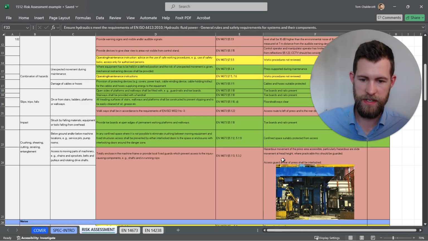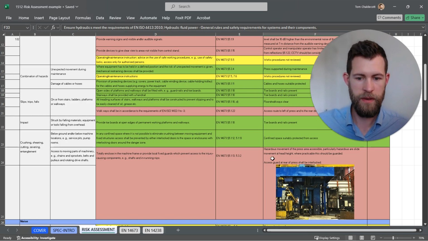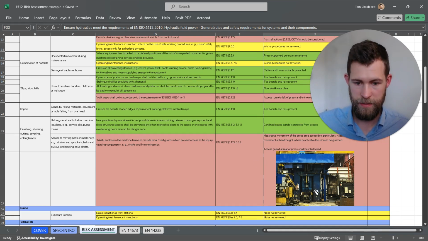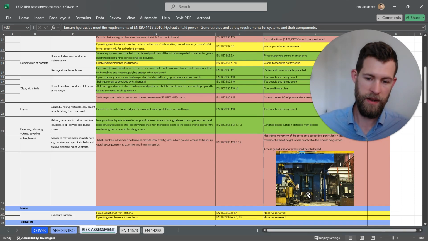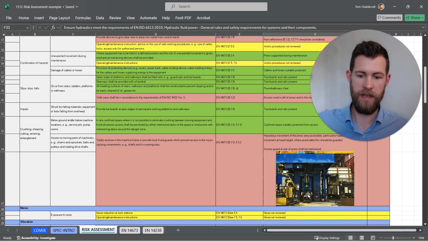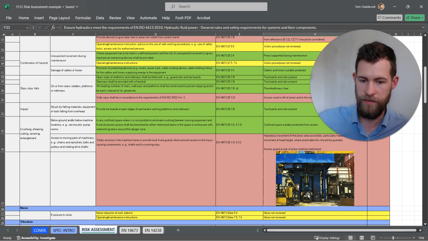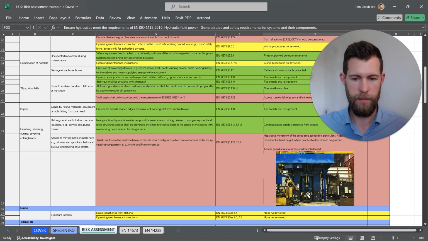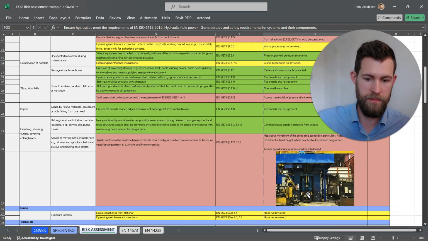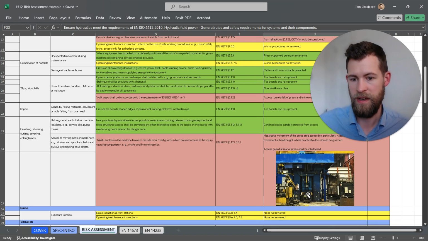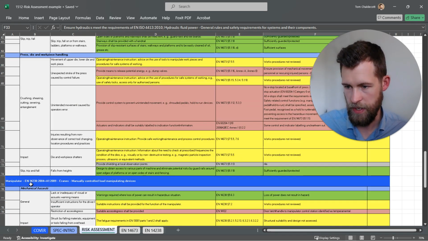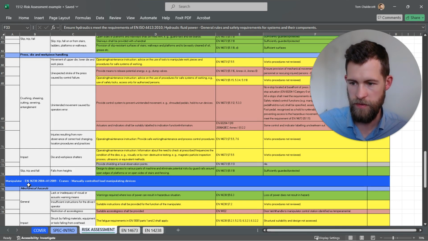So we observed that at the access to the rear of the press, there was a guard there, but it wasn't interlocked. So around the back of the press, someone could be there, the guard could be open, and the operator, who had limited visibility at the front, would have no idea. So in that instance, appropriate interlocking of guarding should be in place, which would meet the requirements of the standard. Down here, we've done the same thing with the manipulator. We've pulled the requirements from the crane standard, which in this case is EN 14238, for cranes, manually controlled load manipulating devices.